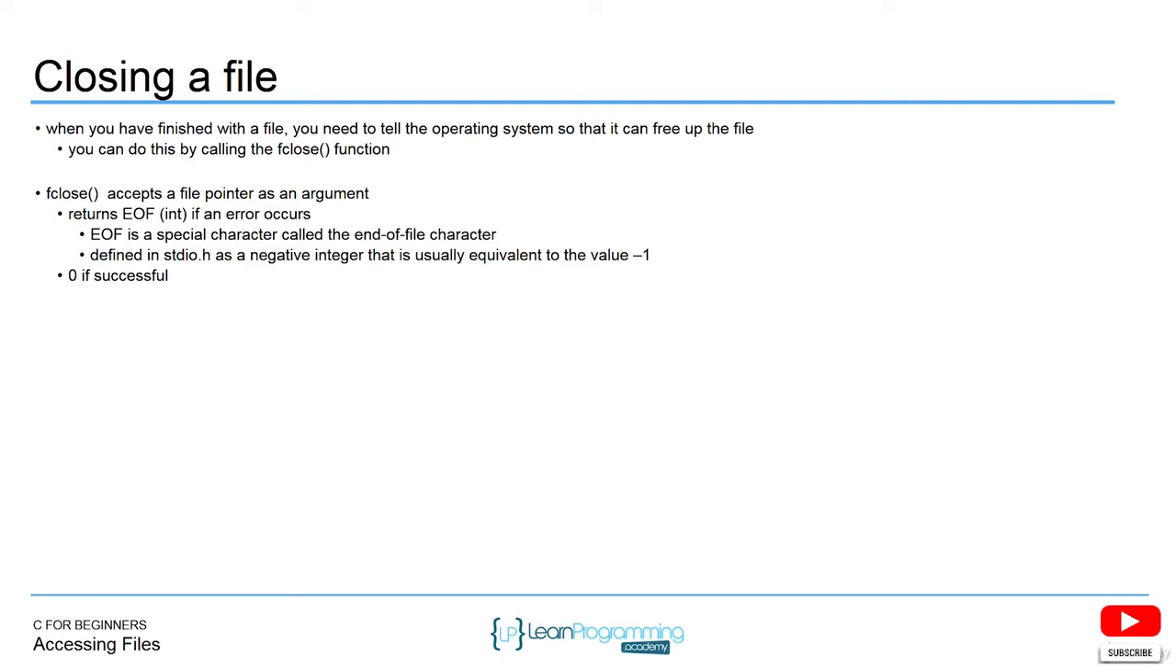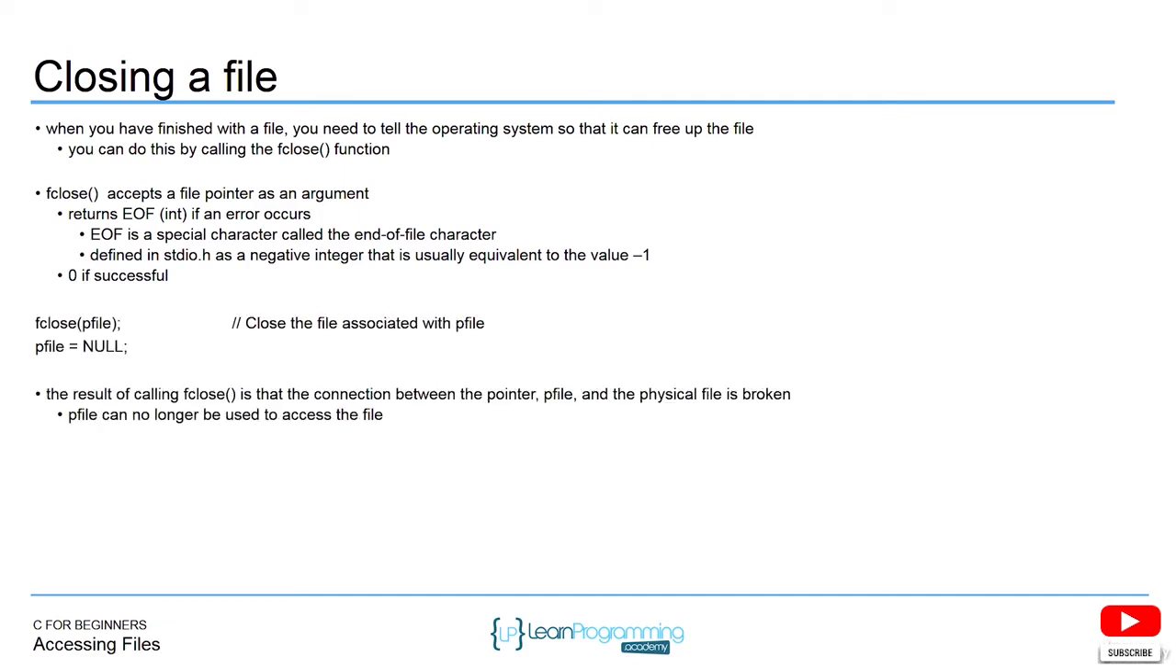EOF is a special character called the end of file character. It's defined in stdio.h as a negative integer. It's usually equivalent to -1. If fclose was successful, it will return 0. So you can check for EOF for unsuccessful. You just say fclose, pass in the pointer. You can then set the pointer to null.